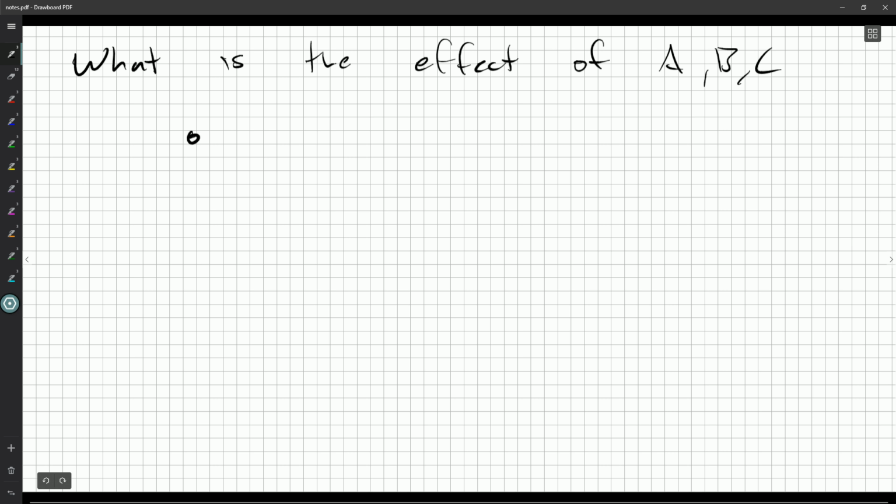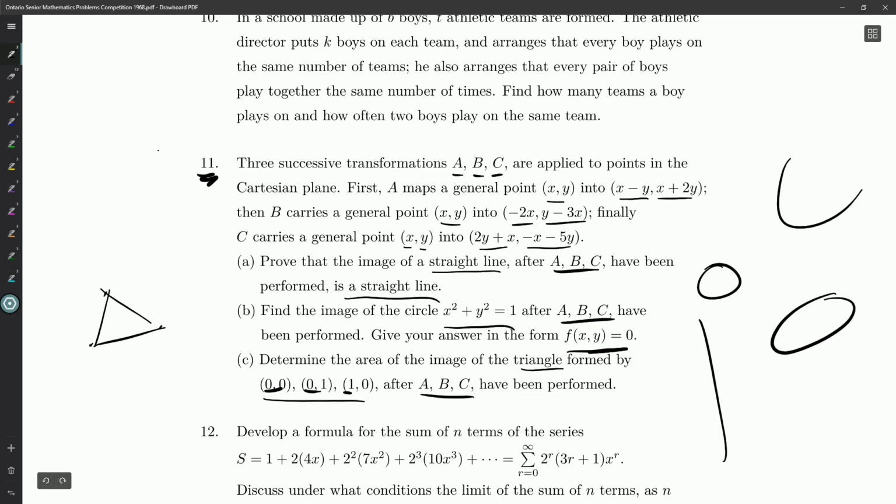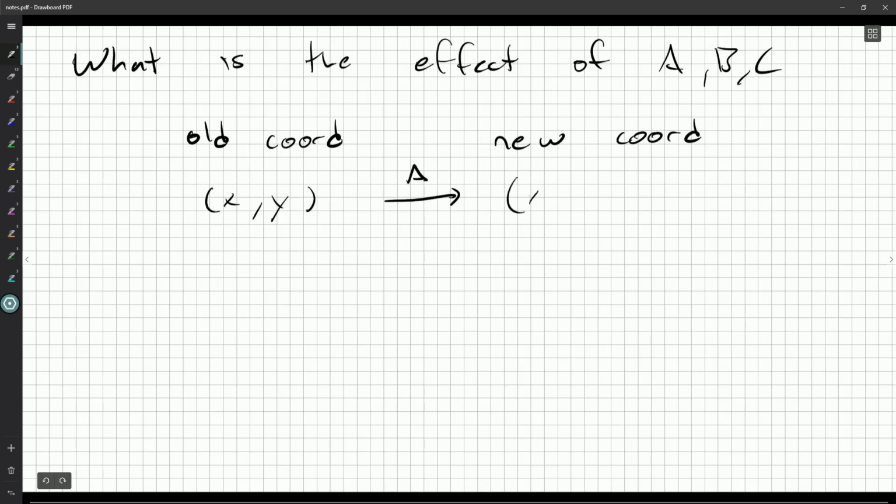So let's say old coordinates, and then we'll make new coordinates. If we start with (x, y), and we perform A, it's (x minus y, x plus 2y). Alright. Now let's take coordinates that are at x minus y. So where (x, y) landed, we're now going to apply B to that point.